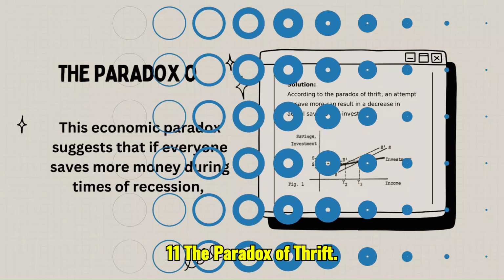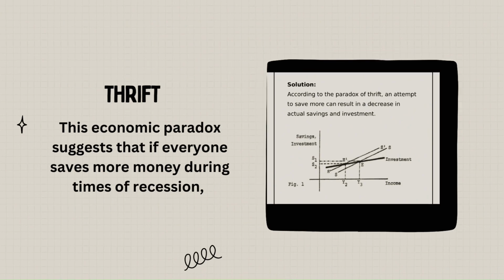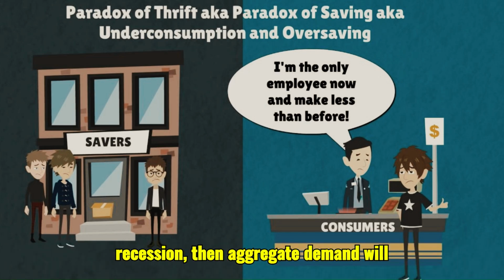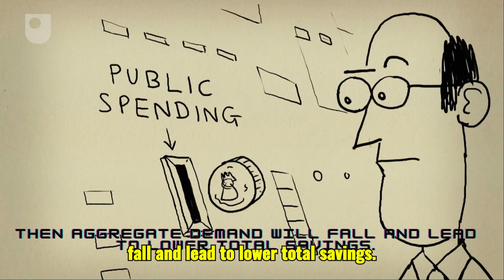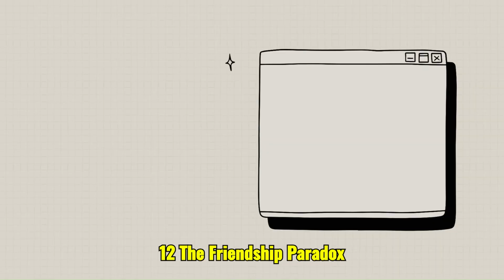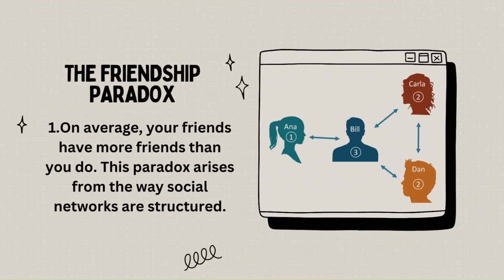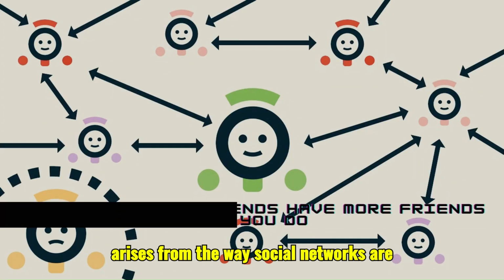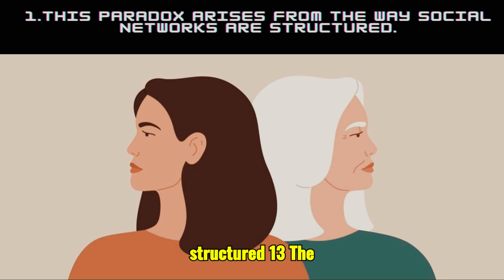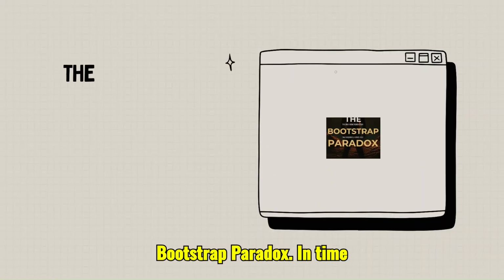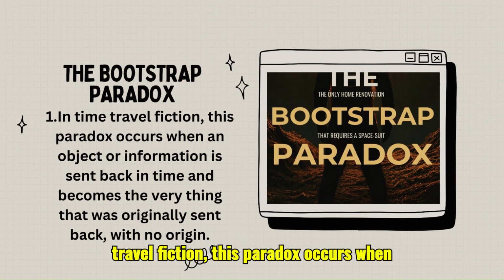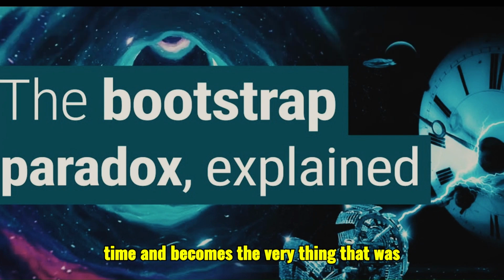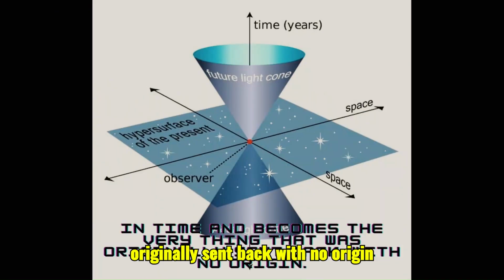11. The paradox of thrift. This economic paradox suggests that if everyone saves more money during times of recession, then aggregate demand will fall and lead to lower total savings. 12. The friendship paradox. On average, your friends have more friends than you do. This paradox arises from the way social networks are structured. 13. The bootstrap paradox. In time travel fiction, this paradox occurs when an object or information is sent back in time and becomes the very thing that was originally sent back, with no origin.